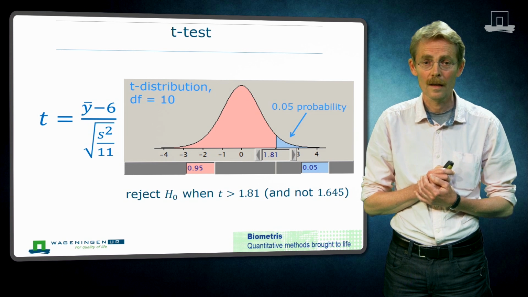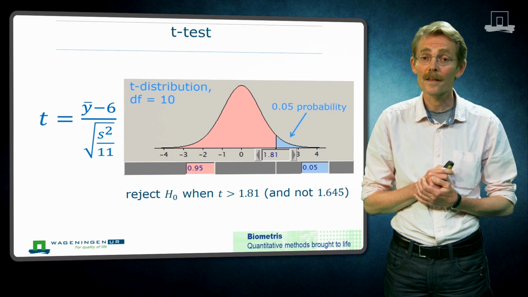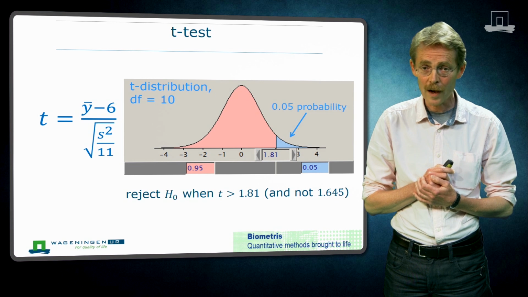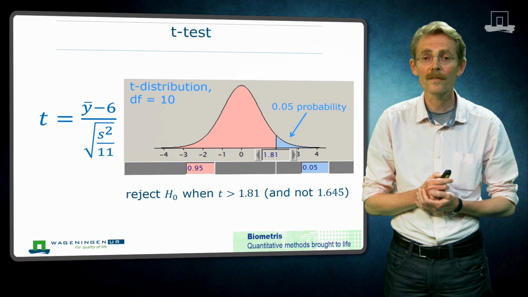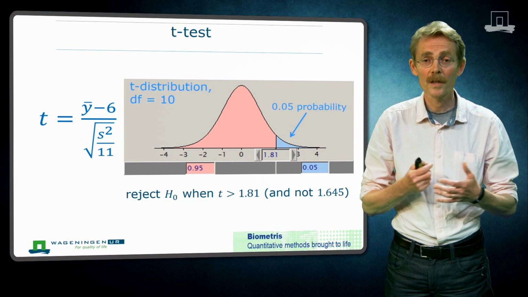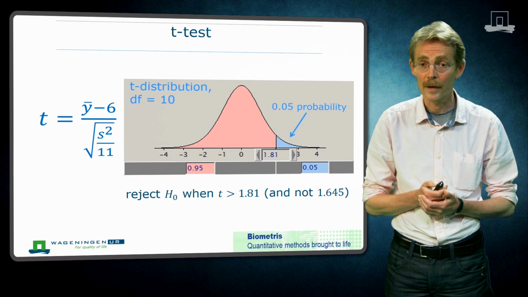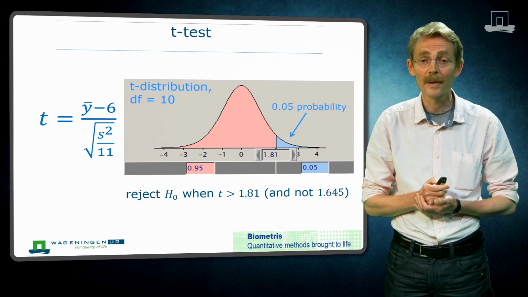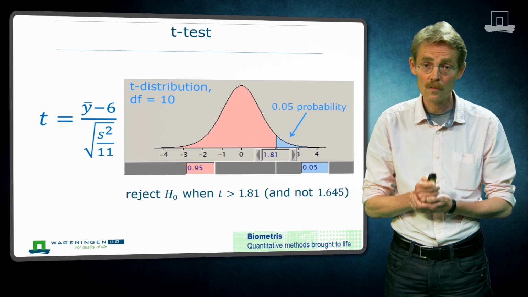salt. Note that 1.81 is larger than 1.645 that we used before. Our test has become more severe. We are more cautious because we allow for the fact that S square can be rather different from sigma square. The extra variation is built in the distribution through the degrees of freedom.